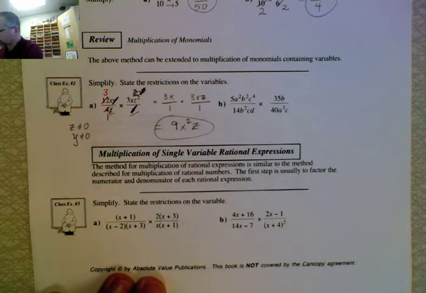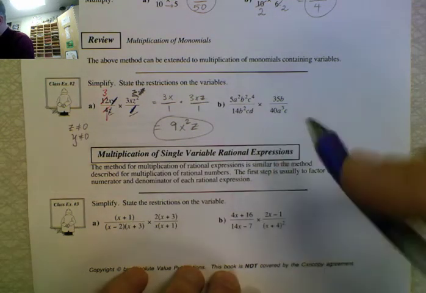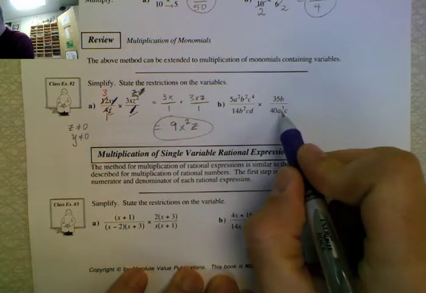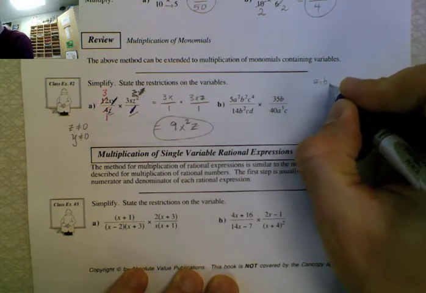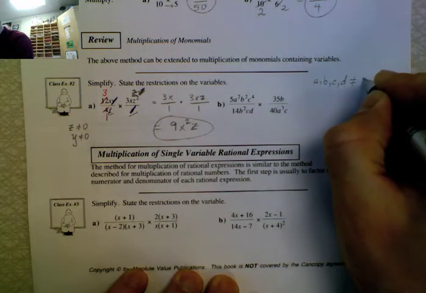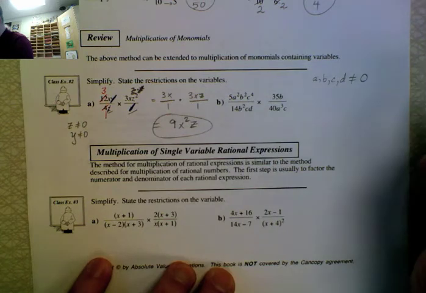Okay, the next question's a little more complicated. First thing we're going to do is state our restrictions. And if we look at the denominator, we have A's, B's, C's, and D's. Well, A, B, C, and D cannot be equal to 0 in this particular situation.